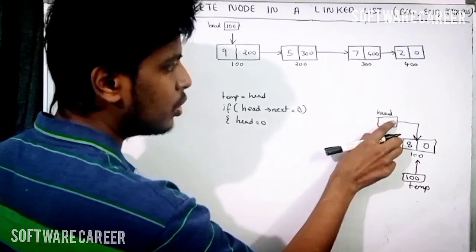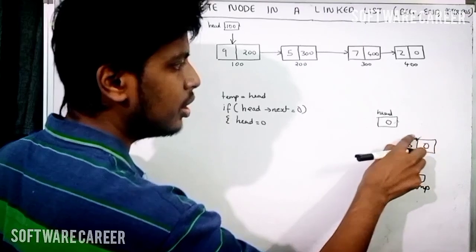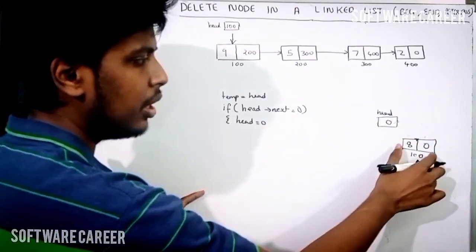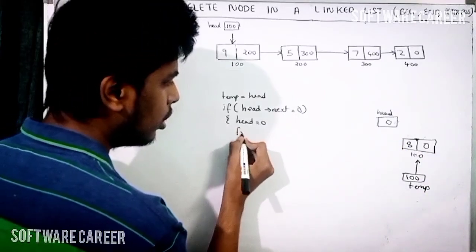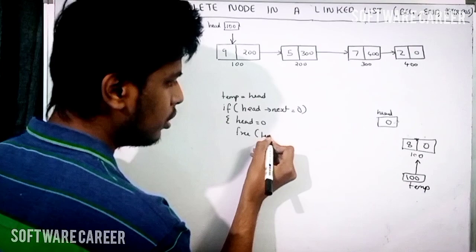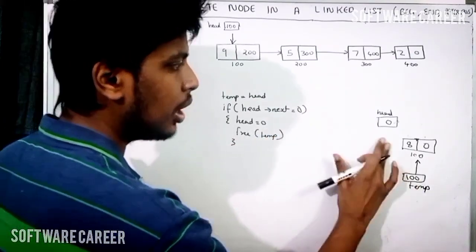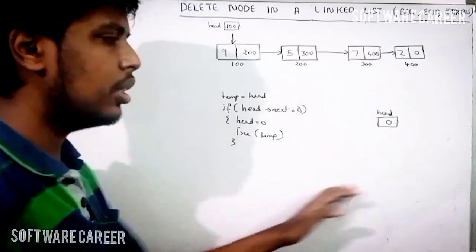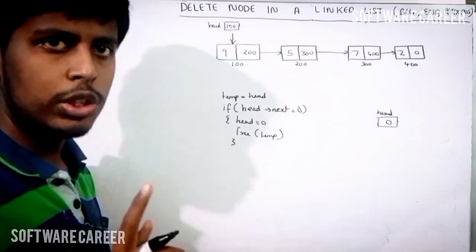Now this is updated to 0. That means this pointer is getting cancelled. Now this node is not part of a linked list. Now I should remove this node from memory. So I am writing free temp. Now temp is 100, so this 100 node is deleted. And this temp is also deleted. Now the linked list is empty. This is how you should delete the node if only one node is present.